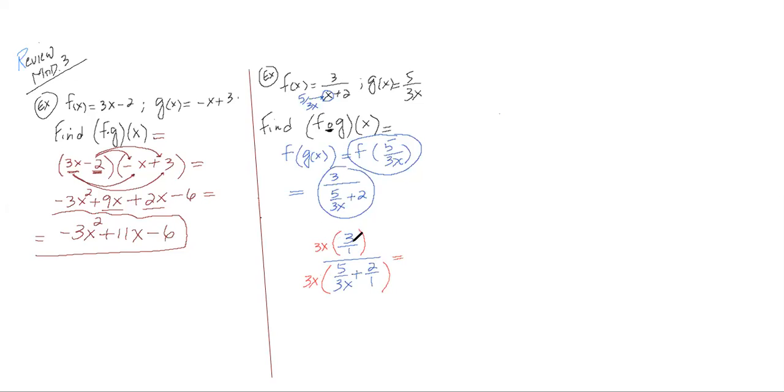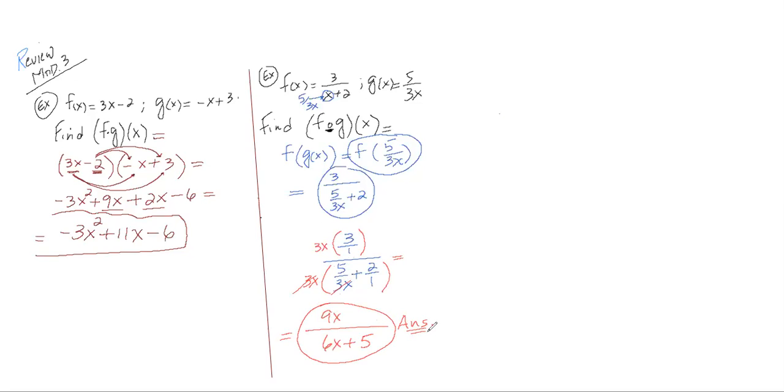So 3x times 3 is 9x. 3x times 2 is 6x. And 3x times 5 over 3x, the 3x's will cancel out, and that will just leave you with a 5. And this fraction is not reducible. That should be your final answer. Any questions?